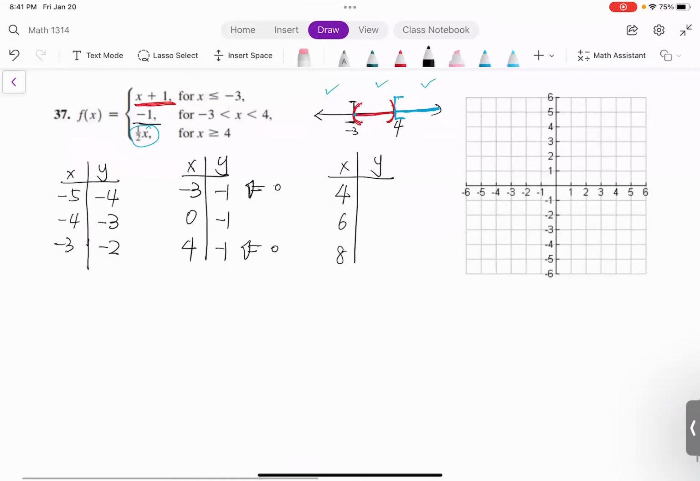It's easy to find on the graph. So x equals 4, y equals 1/2 times 4, that's 2. X equals 6, y equals 1/2 times 6 is 3. X equals 8, y equals 4. So we found these 9 points. Let's find them on the graph.